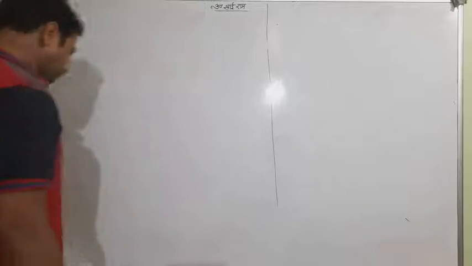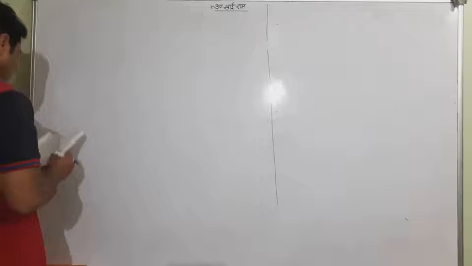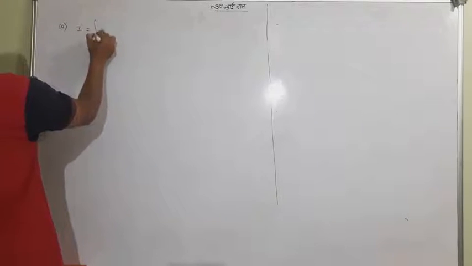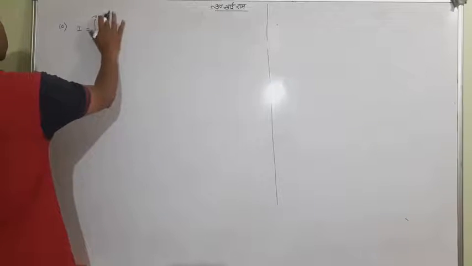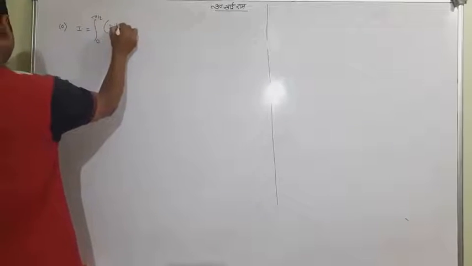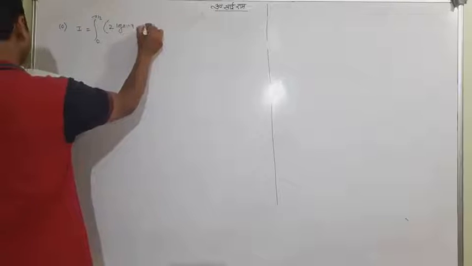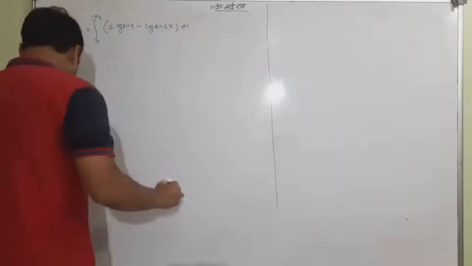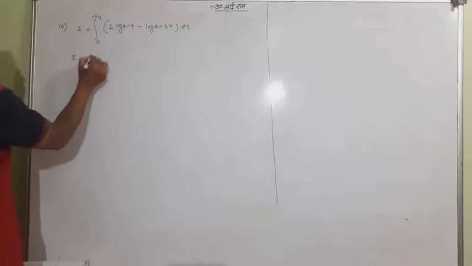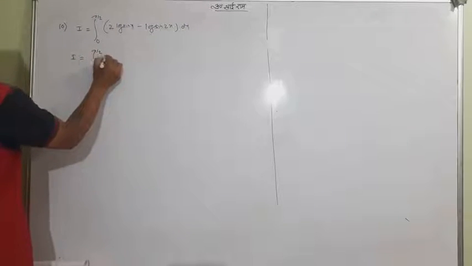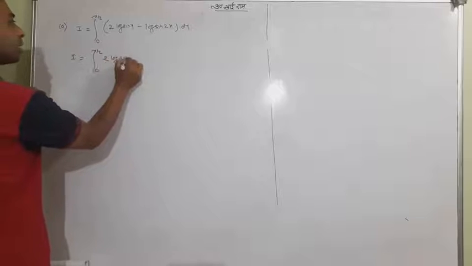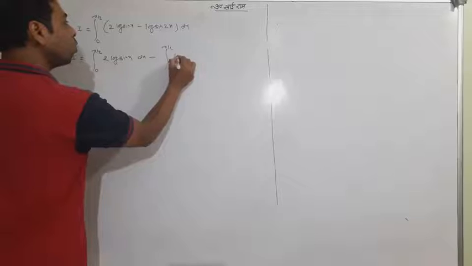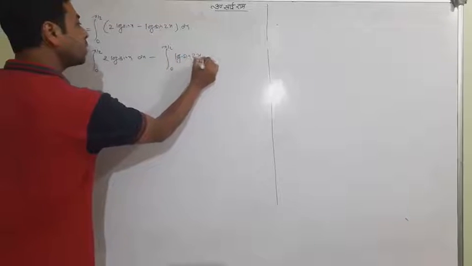Now I just want to take some questions from the exercise, students. Question number 10 I want to take. I equals 0 to pi by 2, 2 log sin x minus log sin 2x dx. I want to be quick. First of all, I would separate the terms: 2 times 0 to pi by 2 log sin x dx minus 0 to pi by 2 log sin 2x dx.